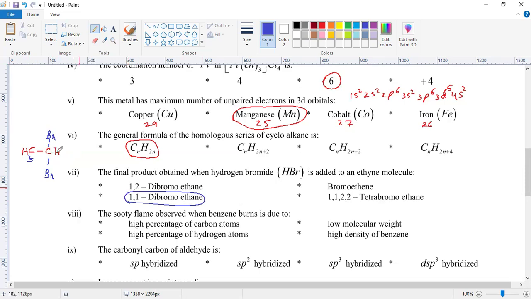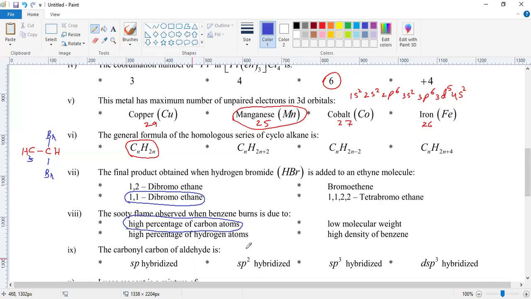So here Markovnikov's rule applied. The sooty flame observed when benzene burns is due to the fact that any aromatic compound gives a sooty flame because aromatic compounds have a high percentage of carbon. So the main reason is this, and the unburned carbon forms this sooty flame.